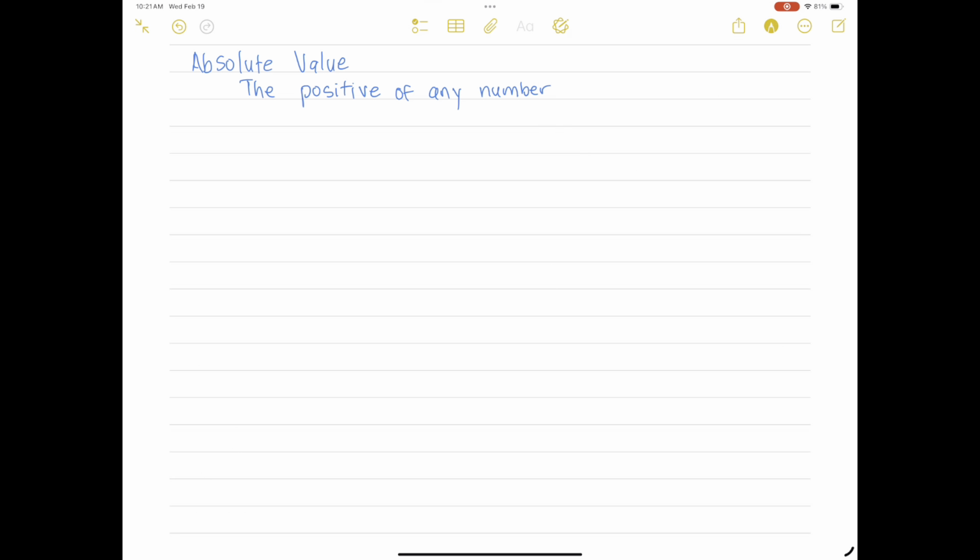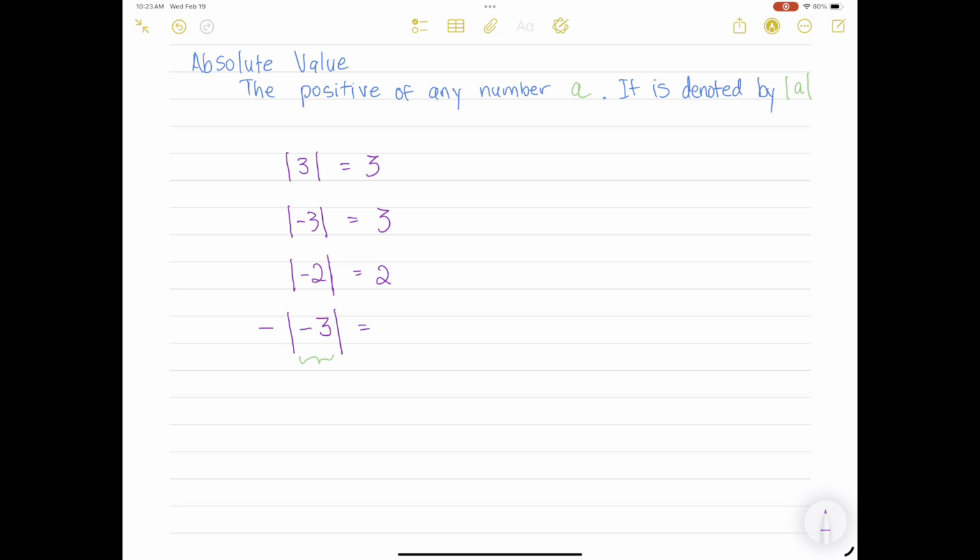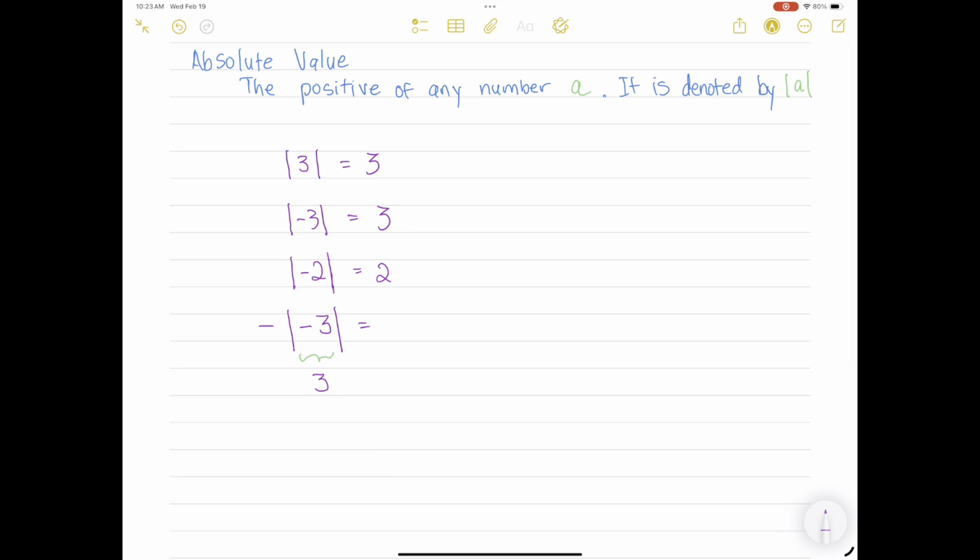Absolute value. The positive of any number A is denoted by the absolute value of A. So the absolute value of 3 equals 3. The absolute value of -3 equals 3. The absolute value of -2 equals 2. And the negative of the absolute value of -3 is -3, because first, you solve within the absolute value sign. The absolute value of -3 is +3, and then you add the negative sign to make it -3.